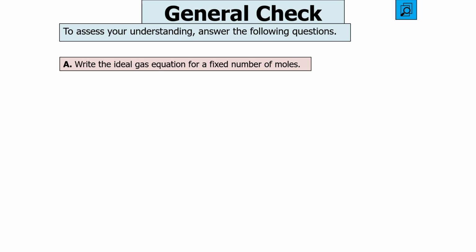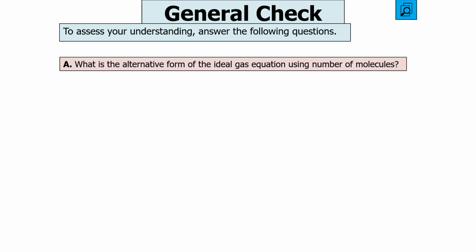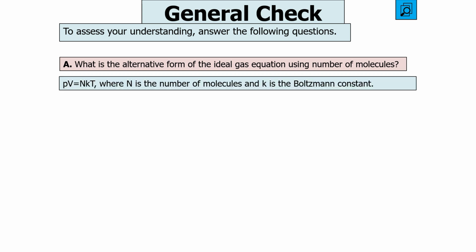Write the ideal gas equation for a fixed number of moles. The ideal gas equation is PV equals nRT, where P is pressure, V is volume, n is moles, R is the molar gas constant, and T is the temperature in Kelvin. What is the alternate form of the ideal gas equation using number of molecules? Well, PV is equal to NkT, where N is the number of molecules, k is the Boltzmann constant.